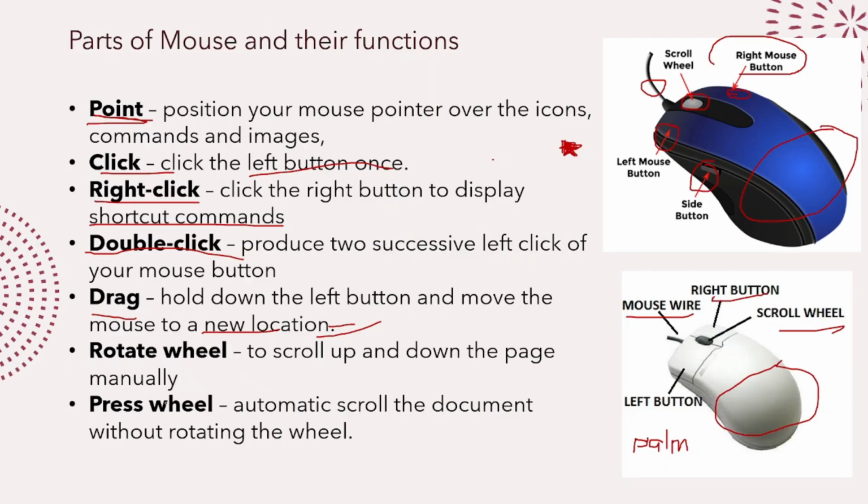Then we go with the rotate wheel. Rotate wheel refers to the scroll up and down of the page. So press wheel is automatic scroll of the document. Kumbaga, once you scroll down, your document has, let's say, 100 pages, tapos you need to go to the 20th page.